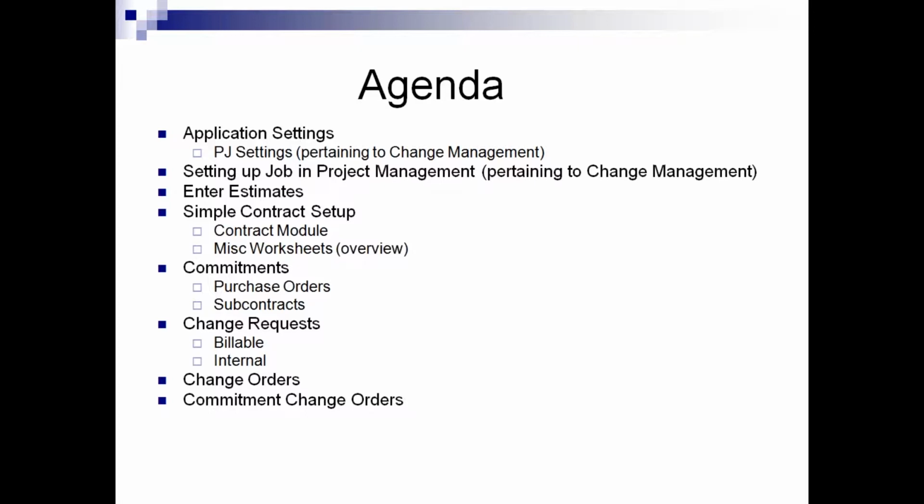I'm going to show you that the estimate screen looks exactly the same as the one in job cost. I'm going to show you accessing a contract within project management. It actually brings up the CN module. We're going to take a look at miscellaneous worksheets. One worksheet in particular, as far as getting a contract amount into a non-contract job through project management. So we'll take a look at that.